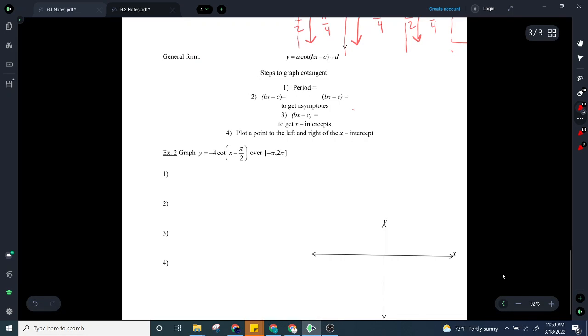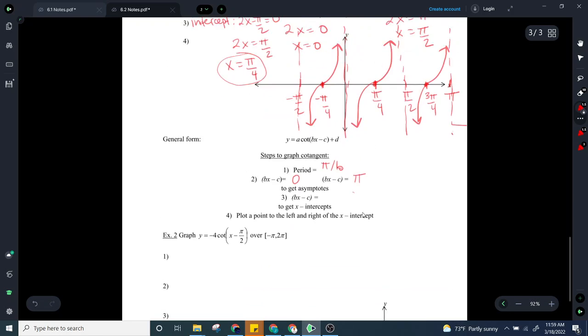Now let's look at one quick example here of the cotangent function. For the cotangent function, the basic process is the same. What's different about the cotangent is where we're going to get those asymptotes. The period is the same as it was for tangent. We're going to use pi over b to calculate the period every time. And then to get the asymptotes, we're going to set bx minus c equal to 0 and pi.